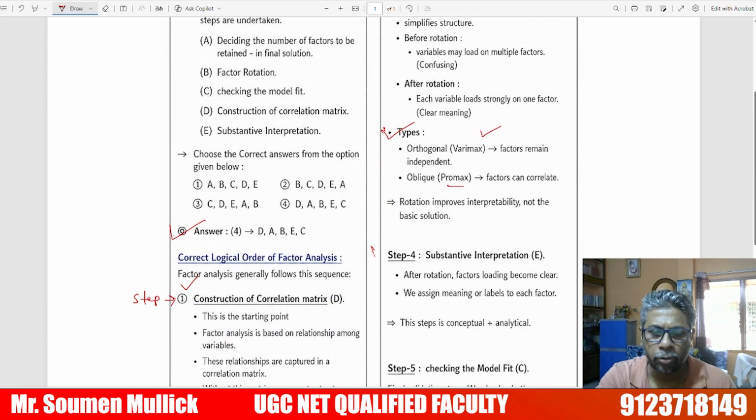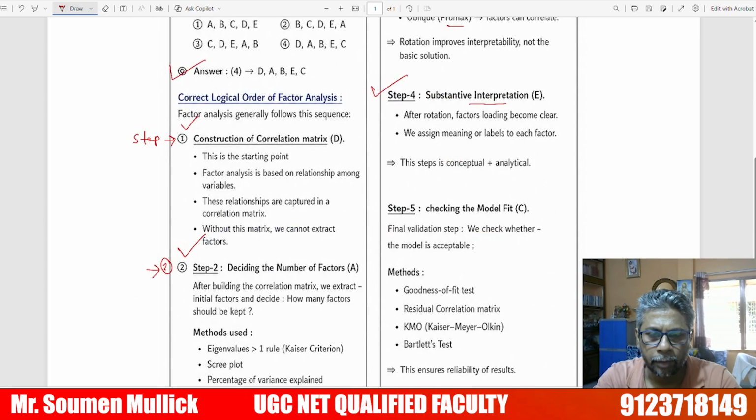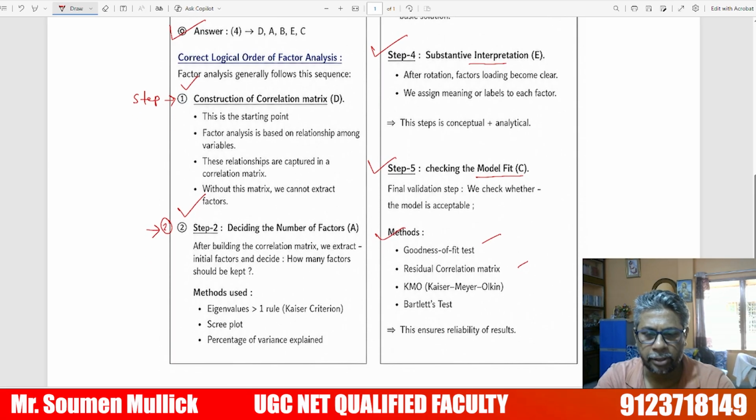Then step 4, substantive interpretation. After rotation, factor loadings become clear. We assign meaning or a label to each factor. And step 5, checking the model fit. This is the final validation step, where we check whether the model is acceptable. There are various methods: goodness of fit, residual correlation matrix, KMO, and Bartlett test.